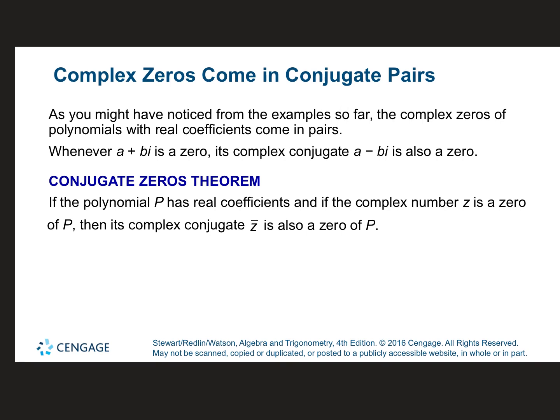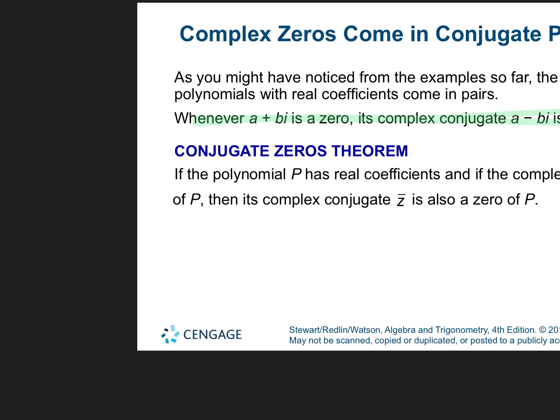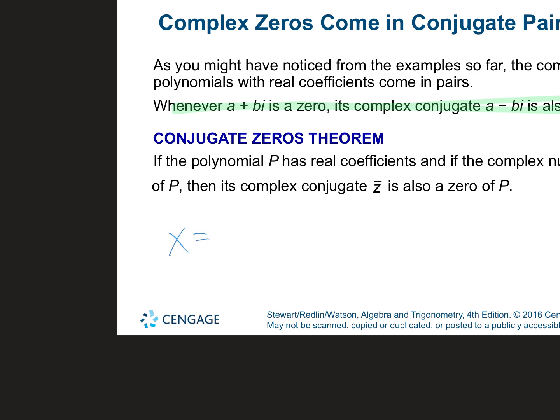Okay, this is a very important slide. This is a very important statement right here. It says whenever a plus bi is a 0, its complex conjugate, a minus bi, is also a 0. Meaning, say they tell you one of your answers is x equals 2 minus 6i. When they give you a complex 0, meaning it's a real part and an imaginary part, they're giving you 2 answers, not just one.